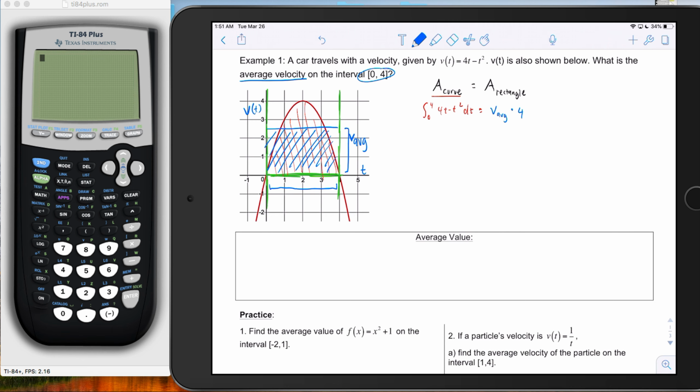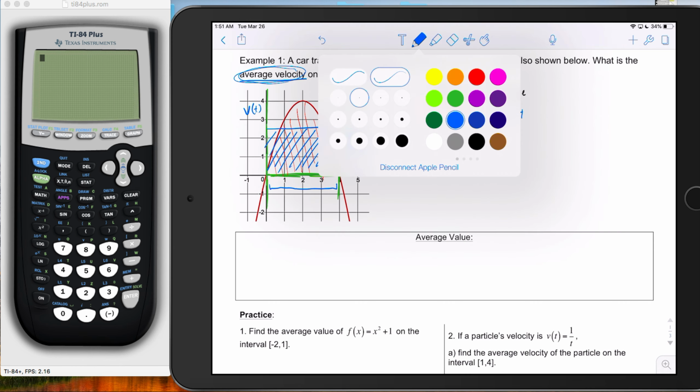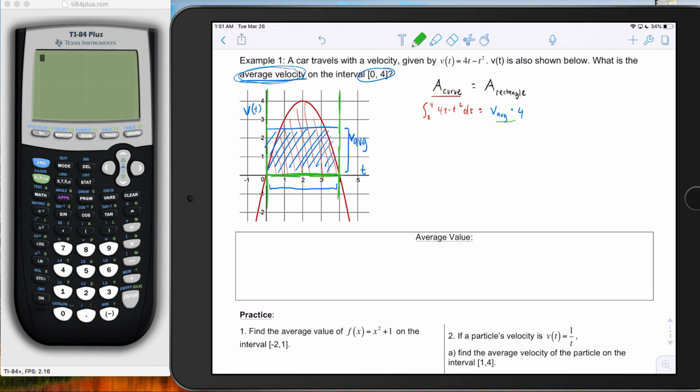So how do we find the average velocity from our equation that we have? All we gotta do is divide both sides by 4, and there you have it. Your average velocity is going to equal 1/4 times the integral from 0 to 4 of 4t minus t squared dt.